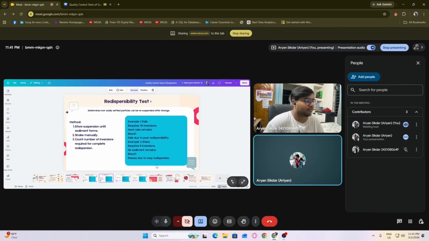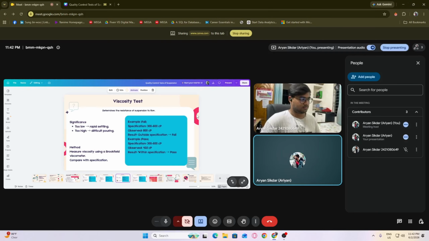So if 40 inversions are required and sediment still remains, then the suspension shows poor redispersibility and it fails. And if complete redispersion occurs after only 8 inversions or so, then we can say it demonstrates good redispersibility and it passes. Now for the next slide.